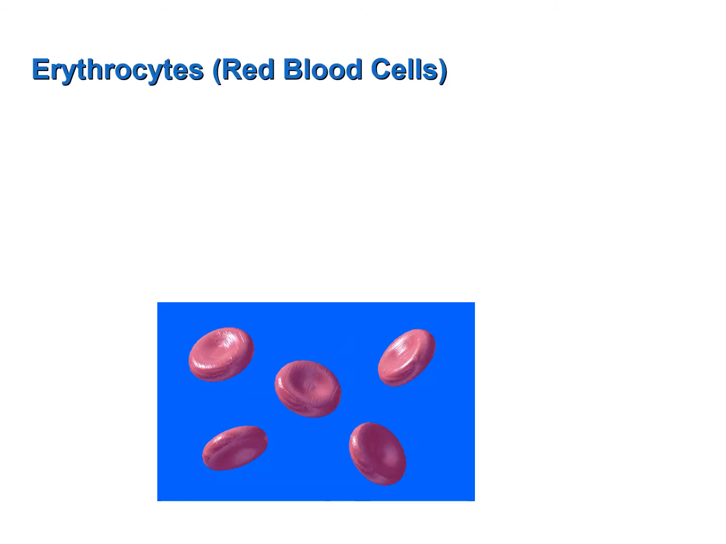Erythrocytes, or red blood cells, function as oxygen carriers. They carry oxygen. That's their function. And when you look at the red blood cell's anatomy, you see this perfect example of the relationship between form and function, or anatomy and physiology.